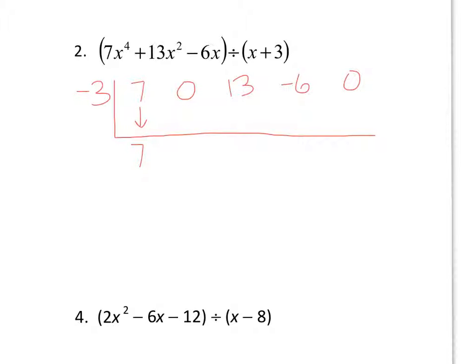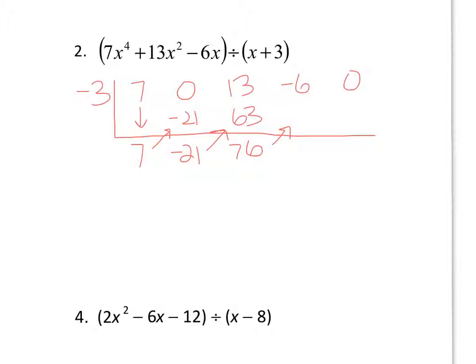All right, step 1, bring down your 7. Then we're going to multiply 7 times -3 and write that result here, -21. So 0 plus -21 is -21. Now I'm going to multiply -21 down here times -3. That is 63. So I'm going to put 63 right here. Now I'm going to add 13 plus 63, which is 76. Okay, now multiply 76 times -3. And that result will be written here.